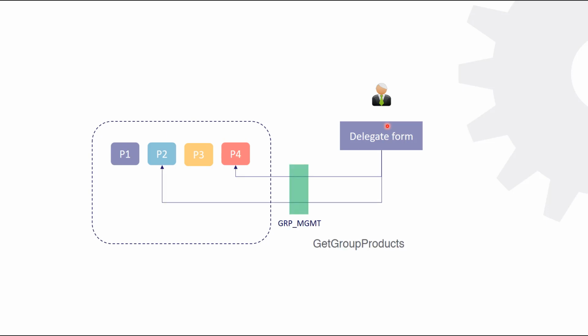The first step is to set a group on the different products. Suppose you set this group management on P2 and P4. The first API endpoint lets you get products for the selected group. So this is the input, and the return is P2 and P4.